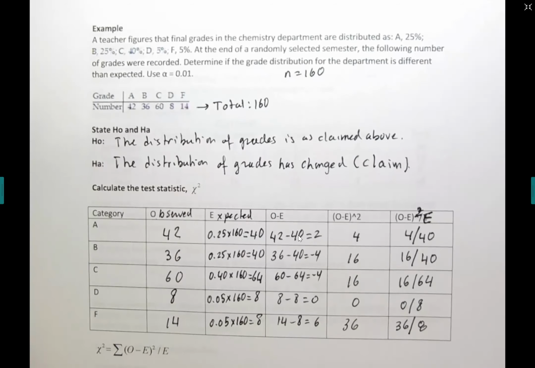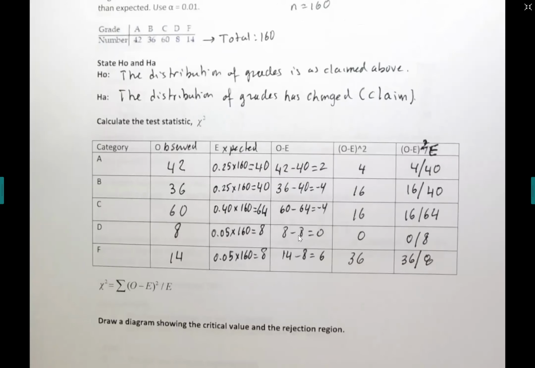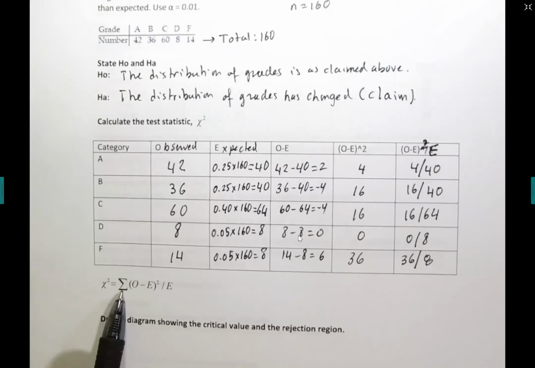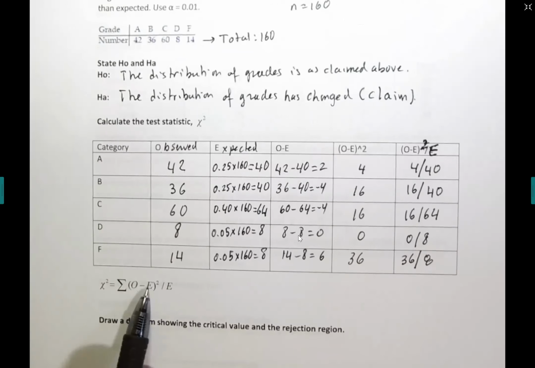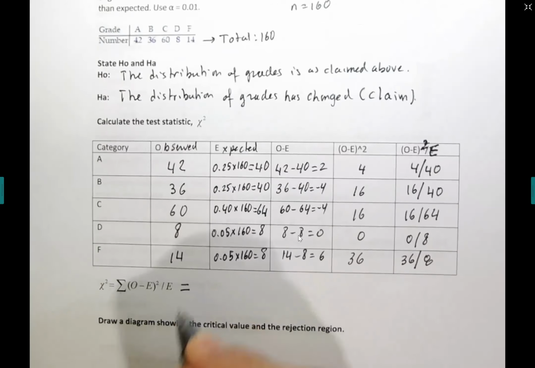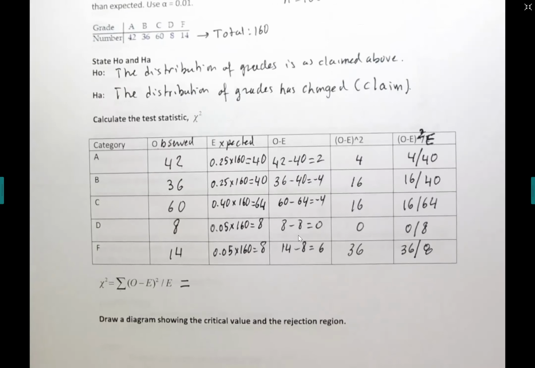Okay, so now what is the test statistic? Here's the formula for the test statistic, guys. It's the sum of (O minus E) squared divided by E. So can a student tell me how am I going to find the test statistic? Why did I do the table? What do I do to find the test statistic? Any idea?